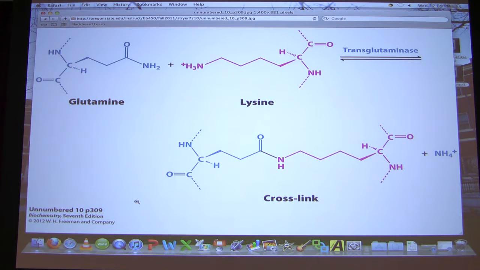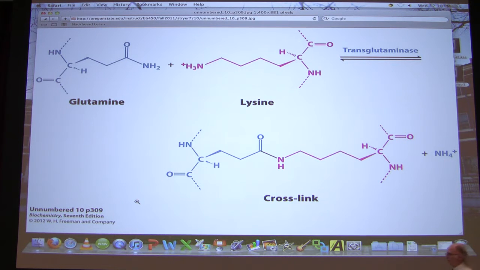Now, this is not happening in those little knob structures. This is happening just between the strands when they get adjacent to each other. If there is a lysine next to a glutamine, this transglutaminase will join these bonds together. When we make these covalent bonds, we've converted a soft clot into a hard clot.